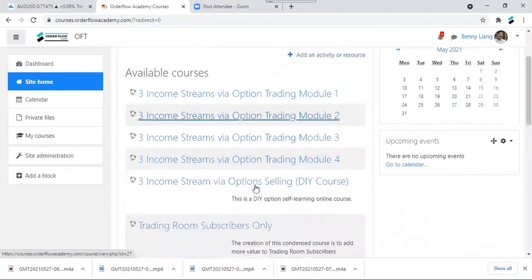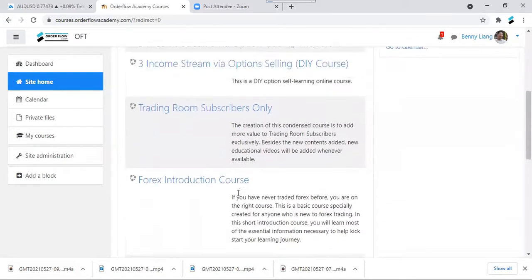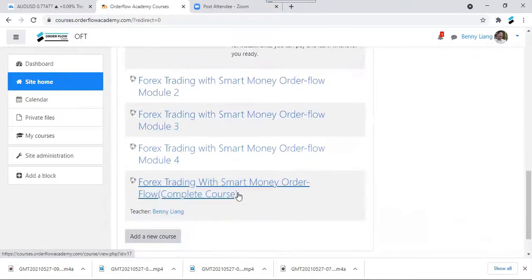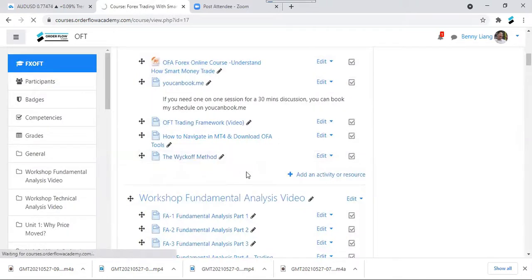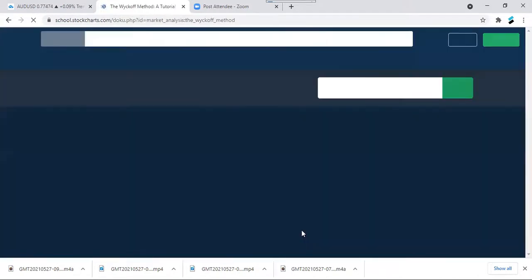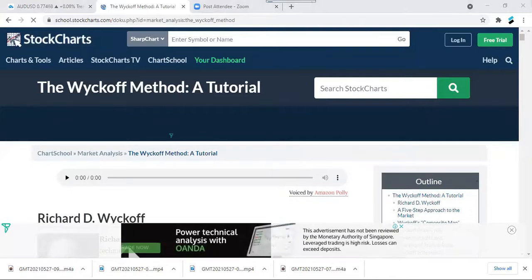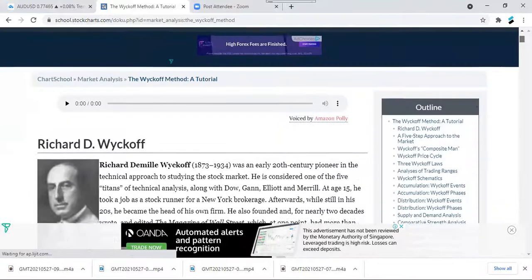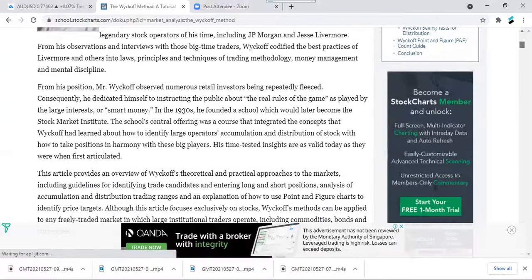There is a model, there is one, Wyckoff. I named it Wyckoff. What is it? Wyckoff methods, complete course. Okay, let me show you. This one. Richard Wyckoff, can you see? Can you see my screen? Yeah. Okay, now you scroll down.